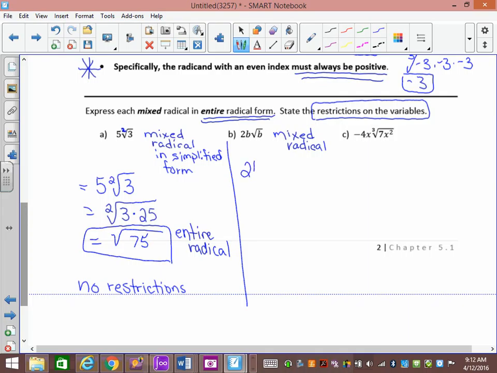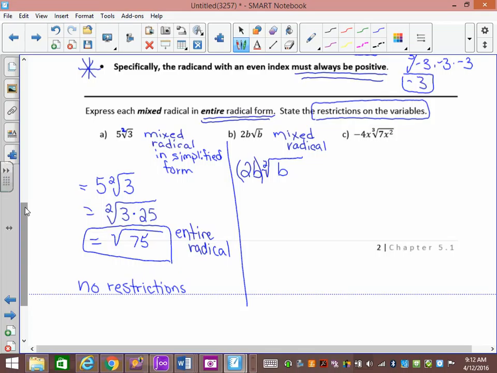Well, I always write my index out if it's not there. So my index is a 2. How did I get this out of here? I took the square root of whatever was under here and I got this, right? So how do I put it back under? I square it, I raise it to this exponent and put it back in and multiply it by whatever is under there, right? To just undo what we had done.